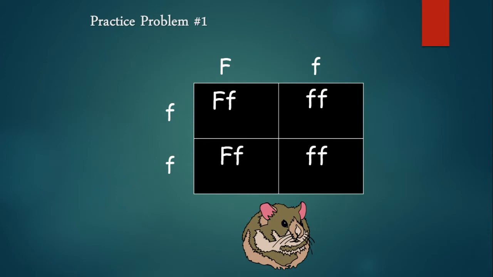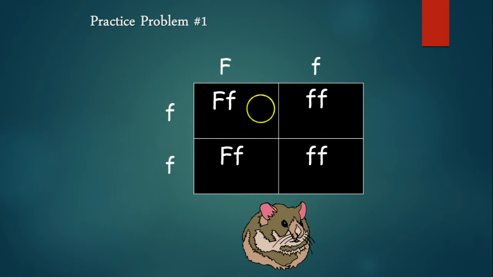When you do that, you should come up with 2 boxes that have capital F, lowercase f. Remember, that means it's heterozygous. And you should have 2 boxes with lowercase f, lowercase f. That means it's homozygous recessive.